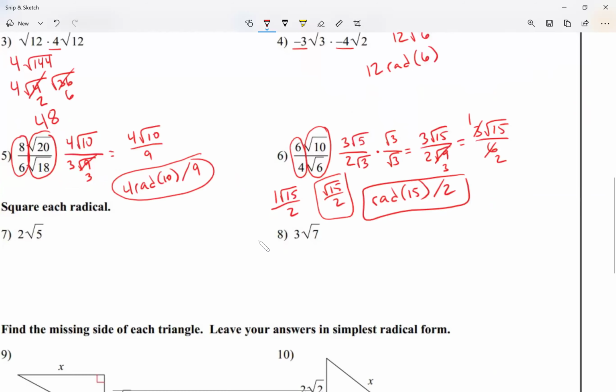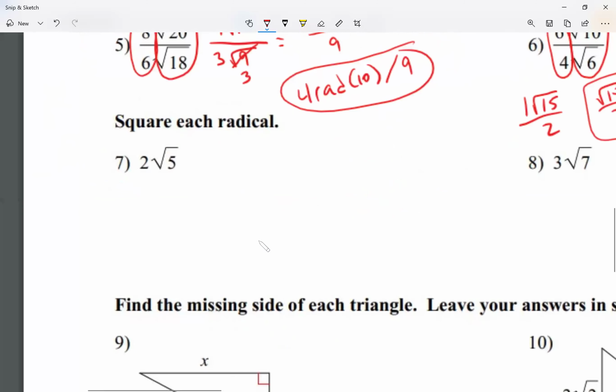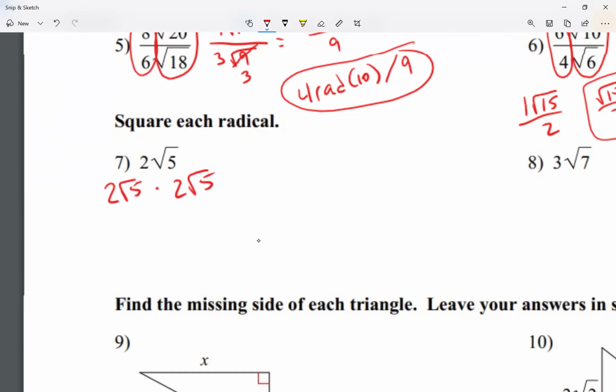So simplifying for the first 6 questions was not that bad. How about when we have to square? It says square each radical. Make sure you read the instructions, right? I'm not asking you to simplify. I'm asking you to square. So what does square mean? When you multiply by itself. So I'm asking you to go 2 radical 5 times 2 radical 5. When you square a number, basically you multiply by itself. It is okay if the number is a radical. It's a number, so it's okay.